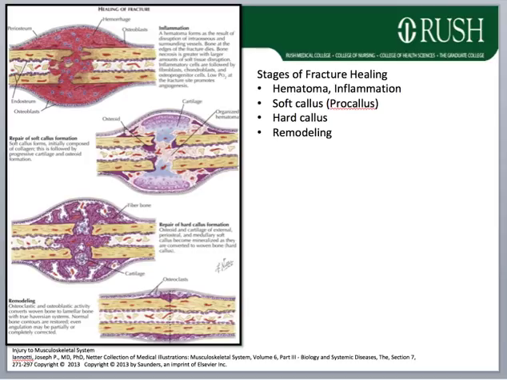This is where the initial repair consists primarily of collagen before osteoid and calcification are formed. When that process occurs, that's called the hard callus, and this is where the collagen is transformed into osteoid type bone, and this is calcified and leads to the next stage of remodeling, where the callus is reformed or remodeled to match up with the normal bone adjacent to it.